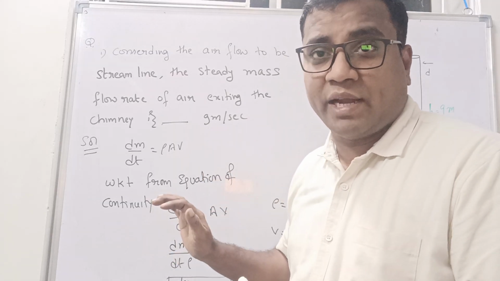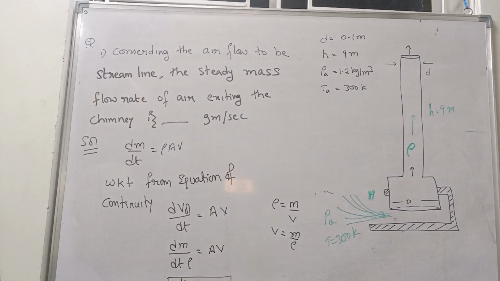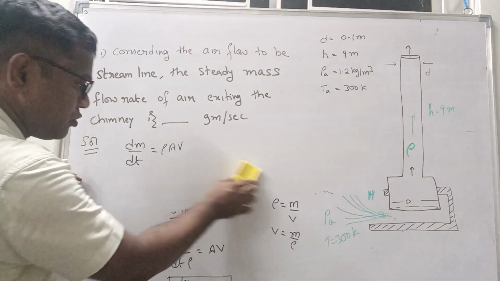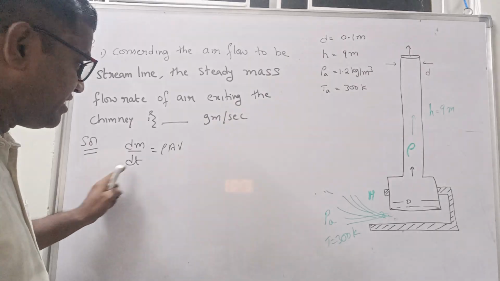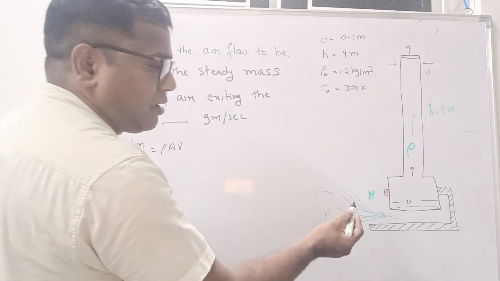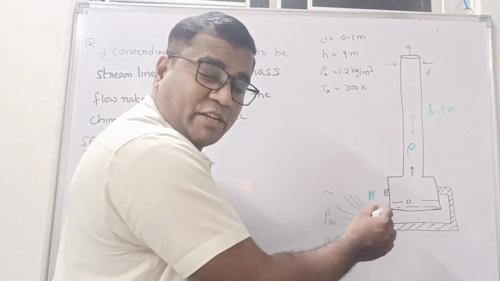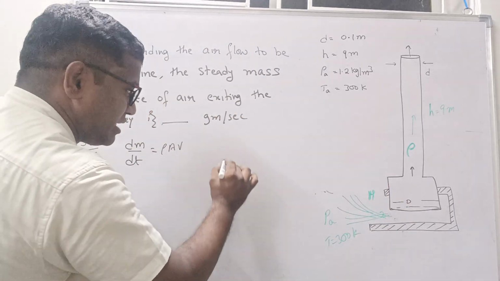I hope you understood what we are calculating. So here I will arrange these points. Now we understood what we are going to calculate: dm by dt, which is nothing but rho AV. Now try to understand the diagram. It's easy. In this situation, I will draw it like this.